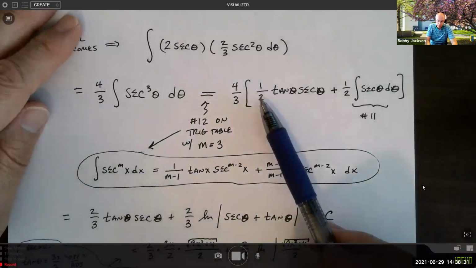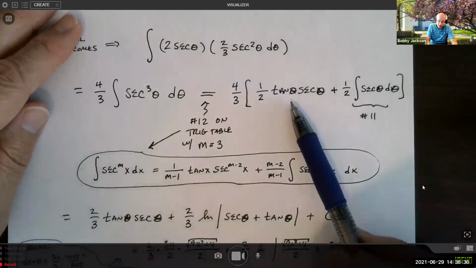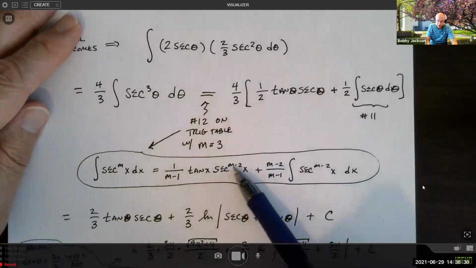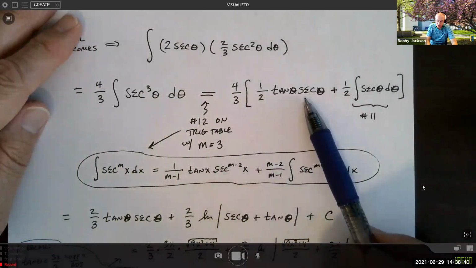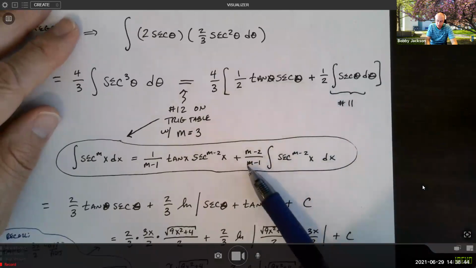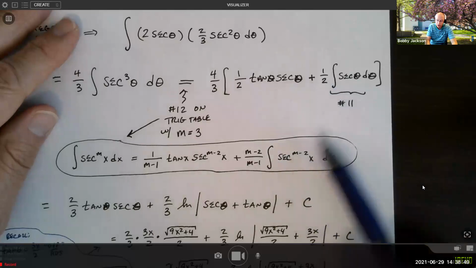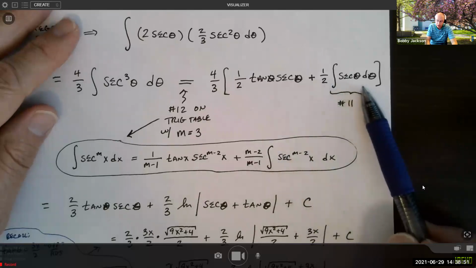I get 1 over 3 minus 1, which is 2, so 1/2 tangent theta, and secant of 3 minus 2, which is 1, so secant to the first theta, plus 3 minus 2 is 1 over 3 minus 1 is 2, so 1/2 integral secant to the first power theta d theta.